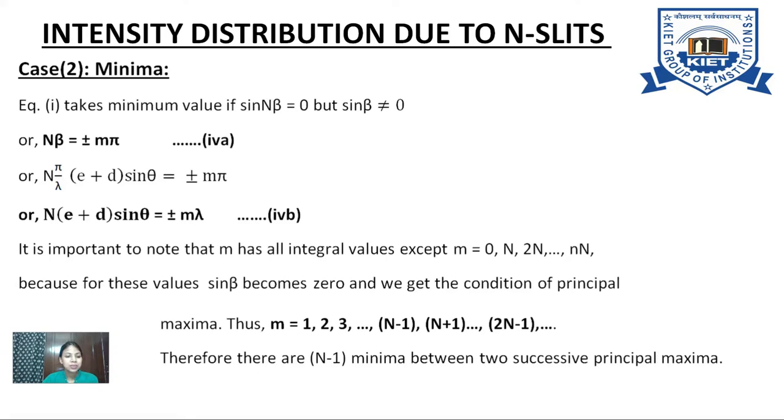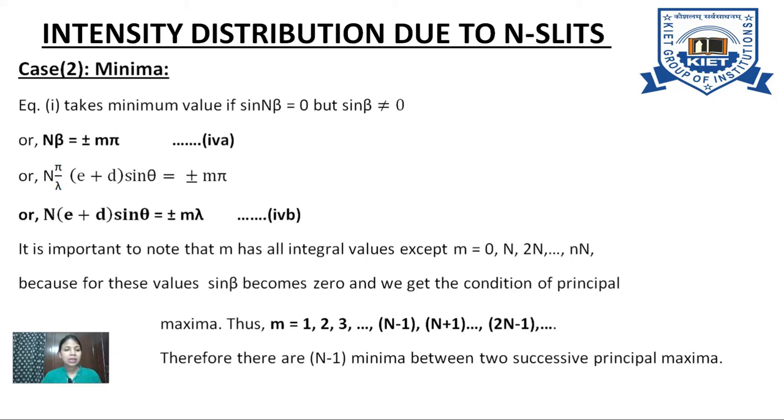Next, we find out the condition of minima. Equation 1 will take minimum value only if sin Nβ is equal to 0. Please make sure that sin β is not 0 for minima, because that is the condition of principal maxima. Now sin Nβ equals 0 gives Nβ equals ±mπ, or capital Nπ upon λ (e + d) sin θ is equal to ±mπ.